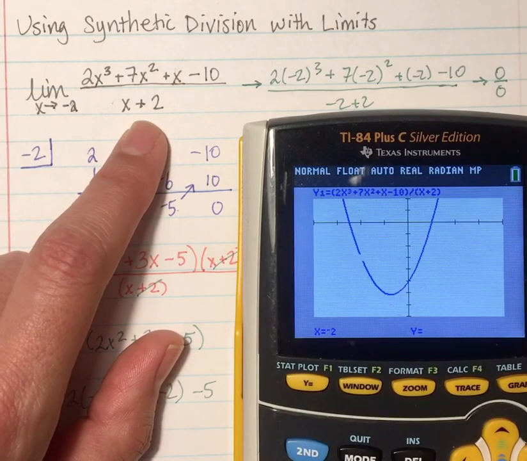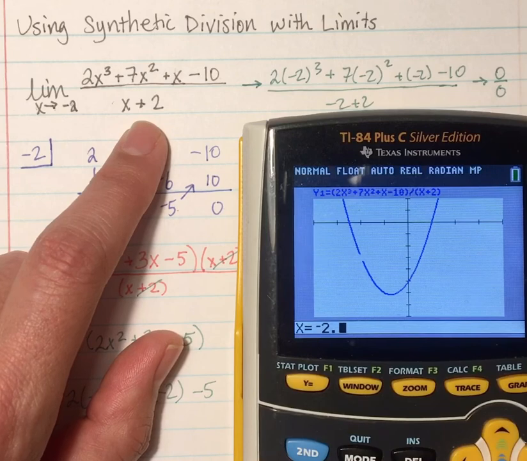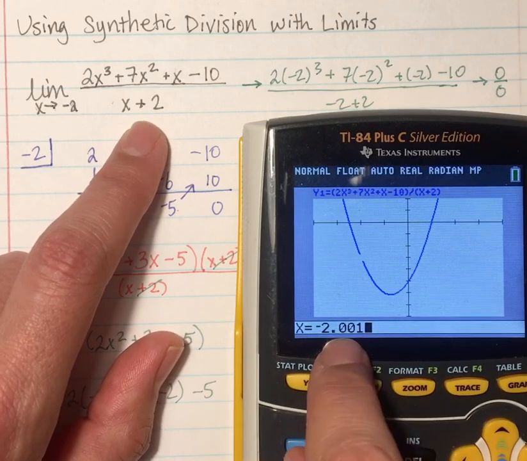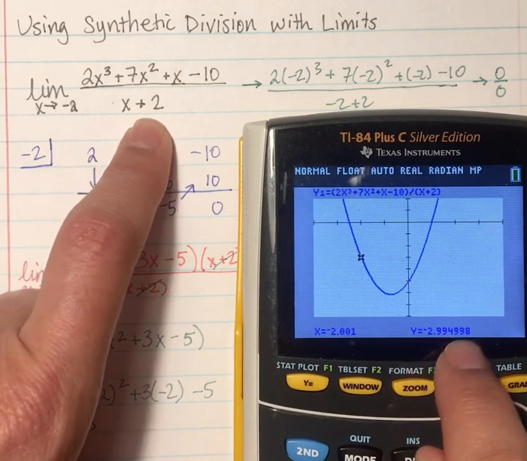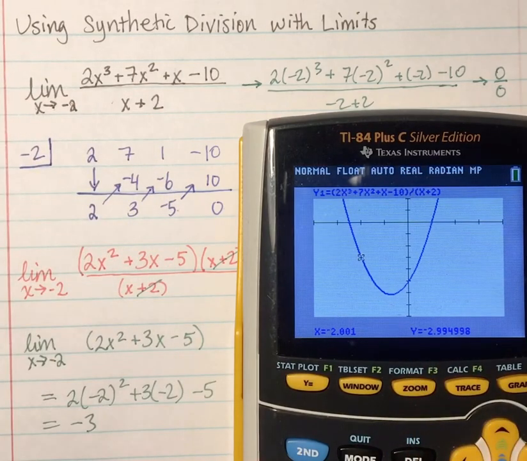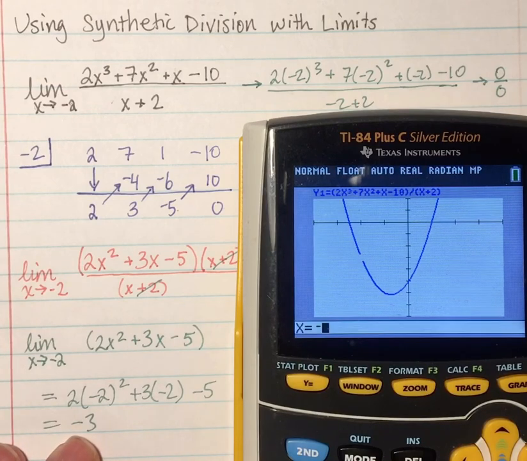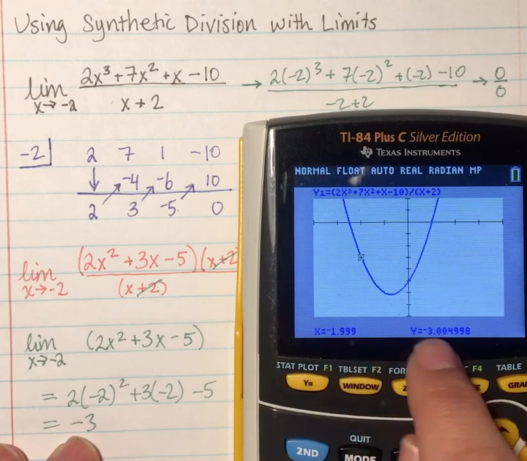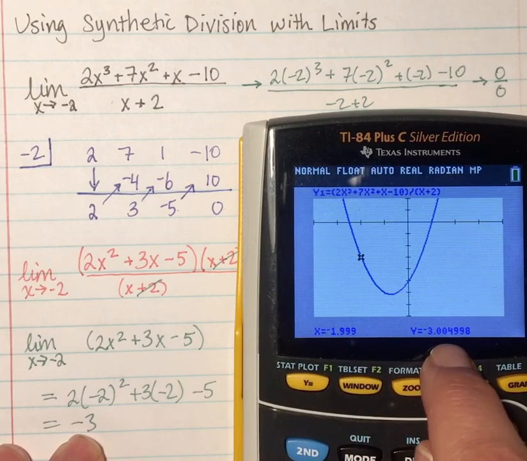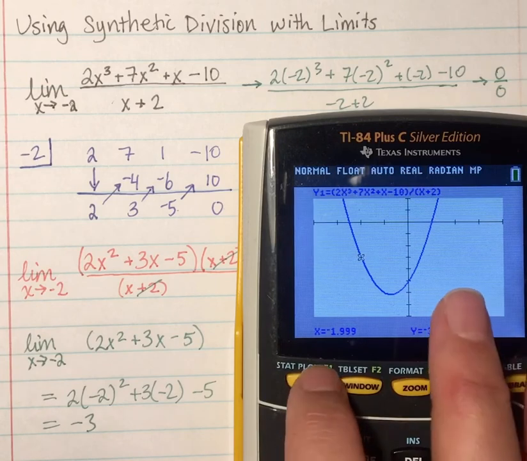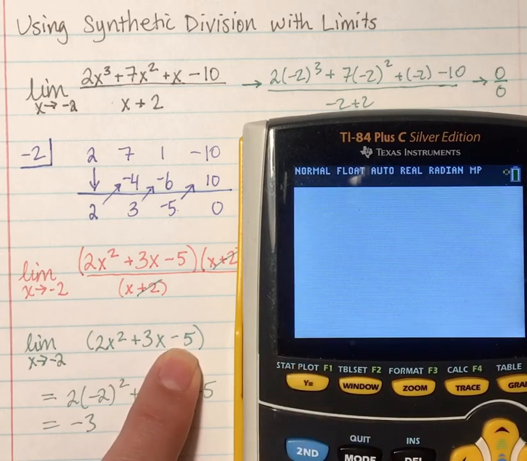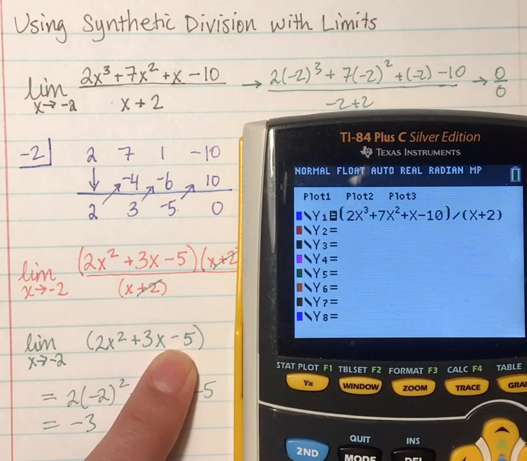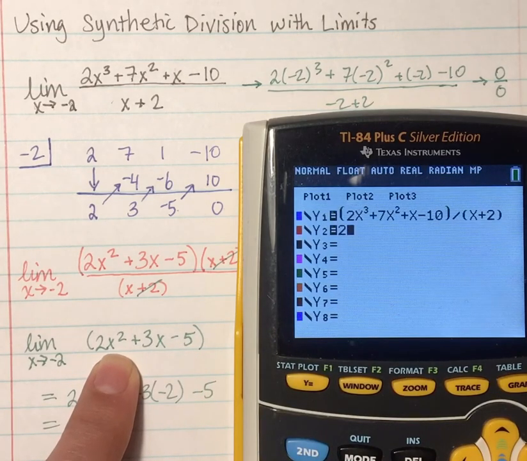But look, if I look at, say, -2.001, so I'm really close to -2, but not quite there, I'm at -2.9949. You can probably go, hey, yeah, that's good. That's -3. Or looking at the other side of it, -1.999. I'm still really close to -3. Just to illustrate that this 2x squared plus 3x minus 5 is basically the same, I'm going to type that into my y2 to show it.